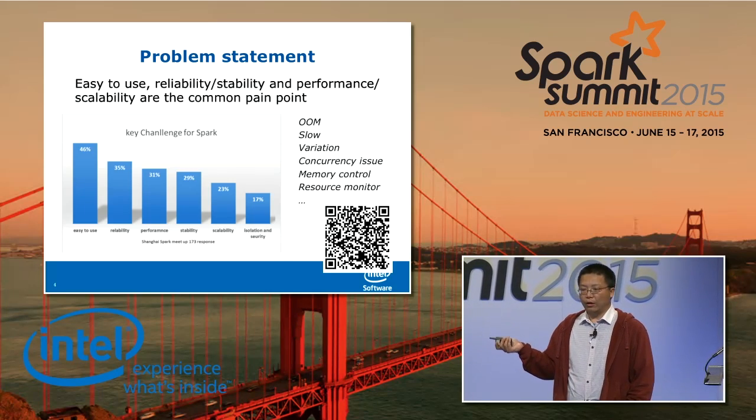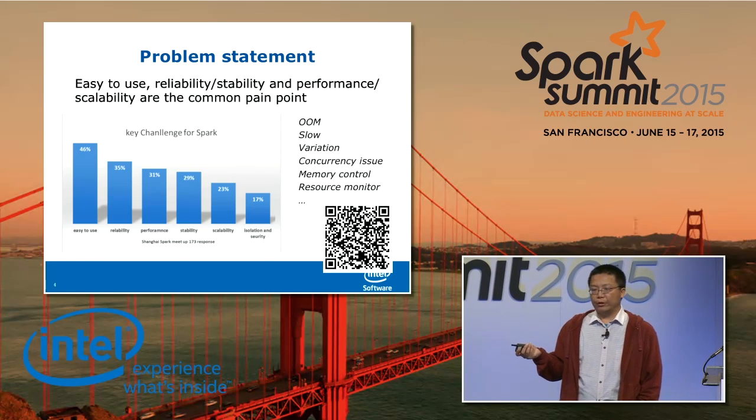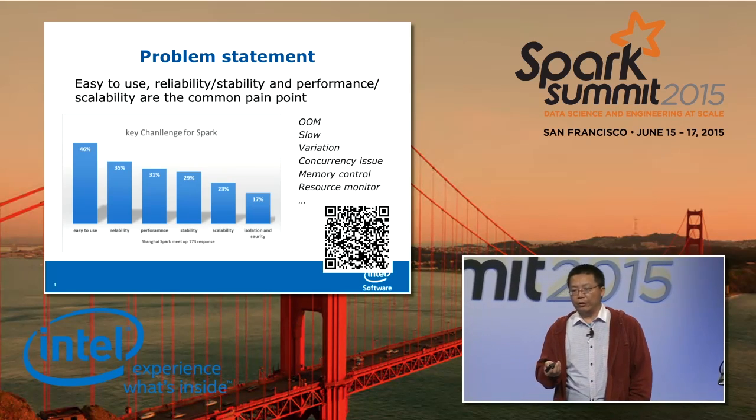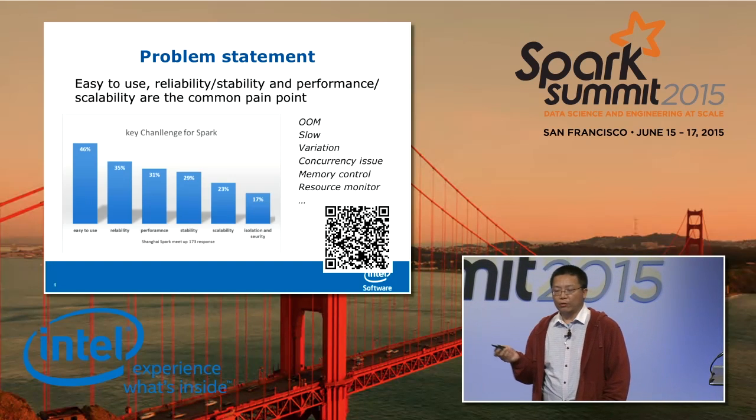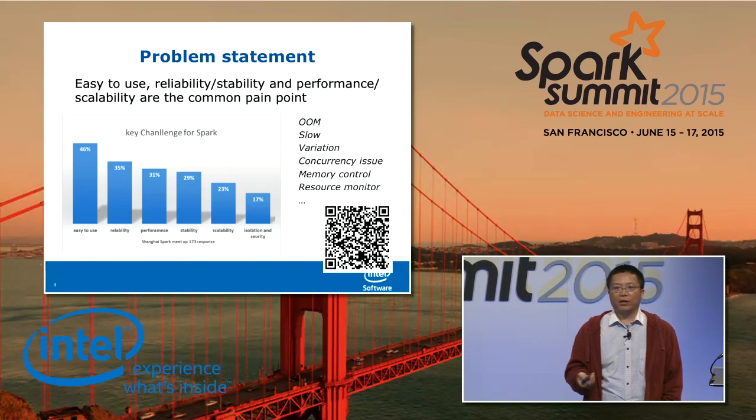So I have the QR code. Actually, you can scan this. This is a URL for the meetup, and you can get to the survey results on this web page. But the content is still in Chinese, so we are trying to translate that into English.